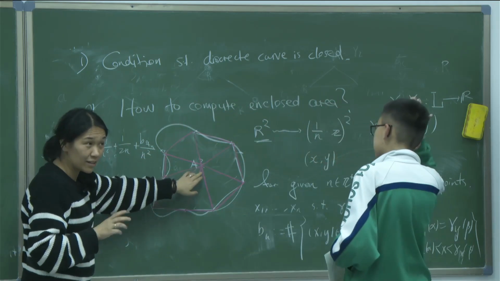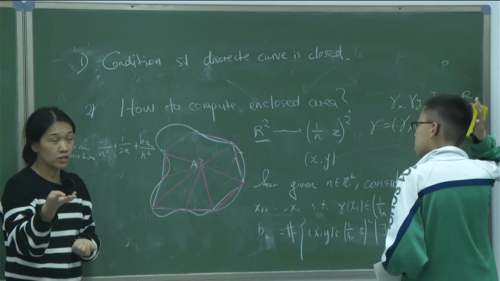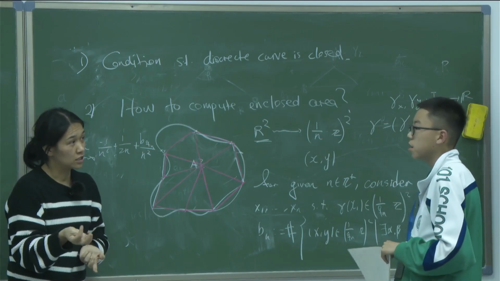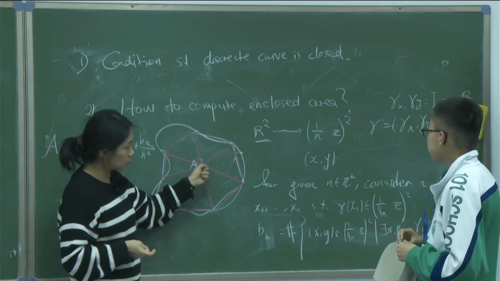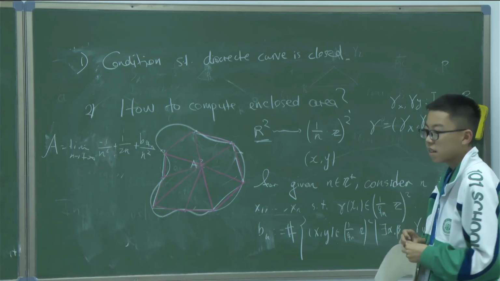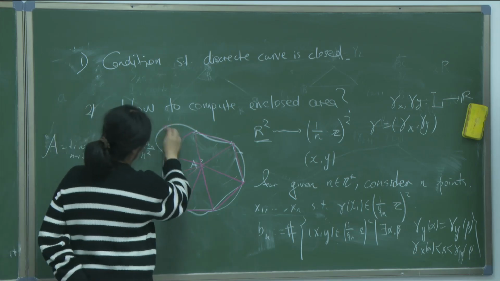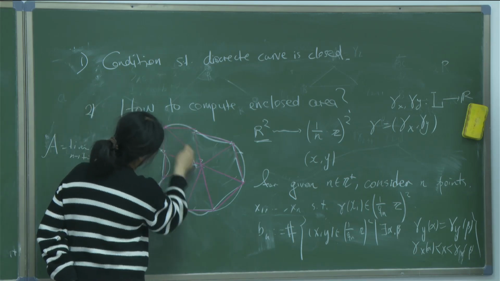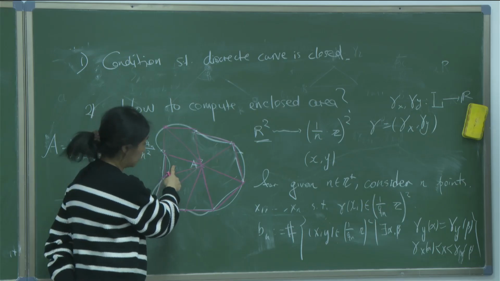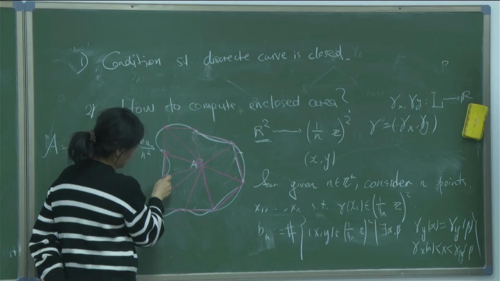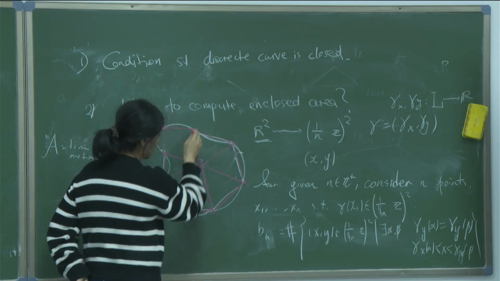What is the easiest area you can compute? Triangles. What else? Or squares, right? Triangles or squares. So you can choose a point here, and then you can just take points on the curve, right? And say the area is the sum of the areas of the triangles. Break the area down to triangles.